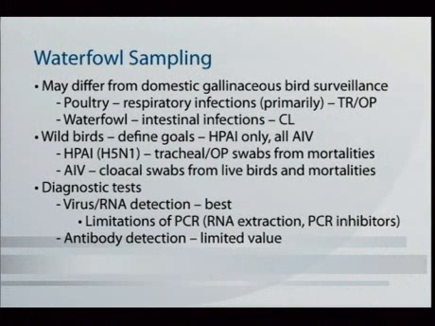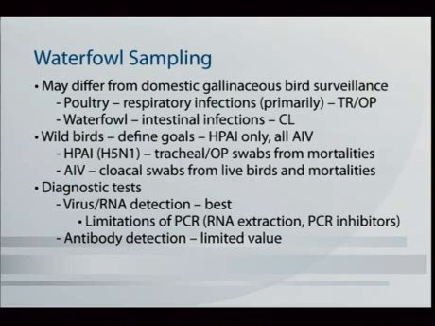For example, in most cases, infections of influenza in poultry are going to cause primary respiratory infections. And so tracheal or oropharyngeal swabs are ideal for this type of surveillance. In waterfowl, at least with the low-path viruses and most high-path viruses other than the H5N1, these infections are going to be primarily intestinal. So cloacal swabs are going to be the ideal sample.